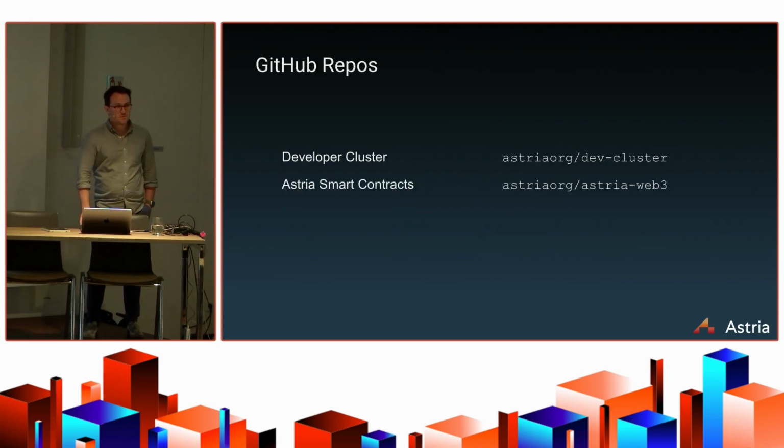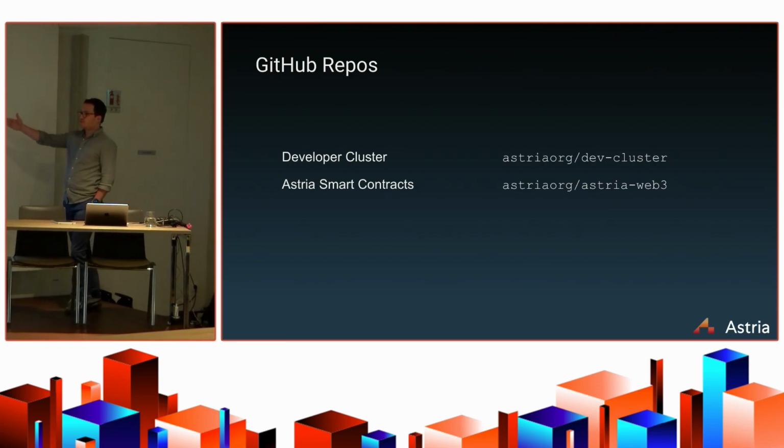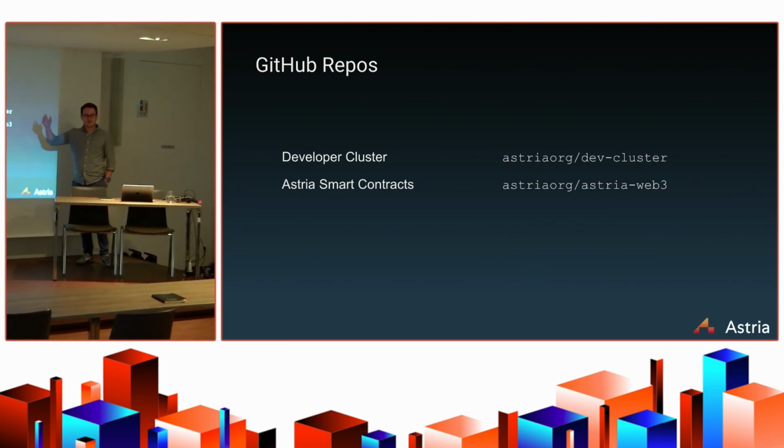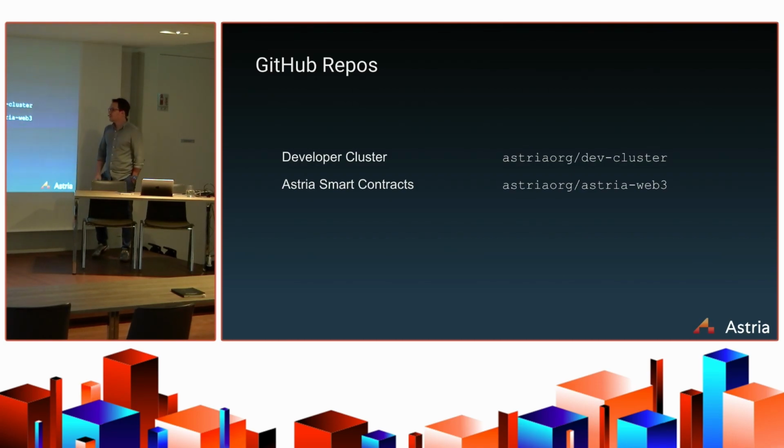And if you were also following along, these are the 2 GitHub repos I'm going to be interacting with. We have others, but these are the 2 for demonstration purposes. Our dev cluster repo has all of the configuration and whatnot. We also have a mono repo for most of our Rust-based code.